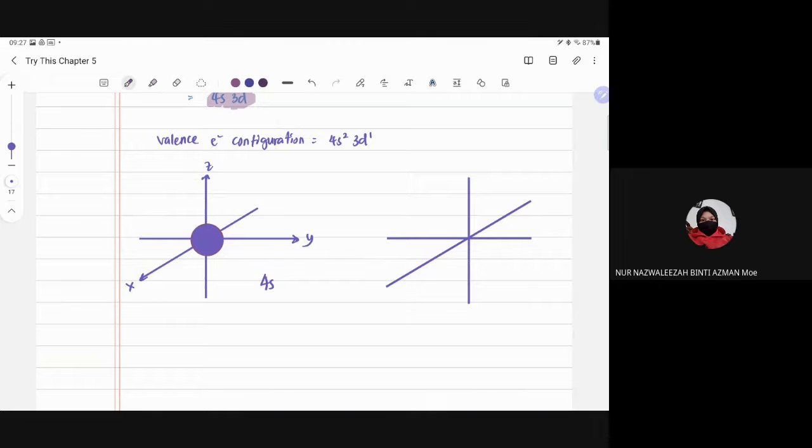We have another one. Kita boleh pilih mana-mana 3D orbital. So we can choose any 3D orbitals. Tapi saya nak tunjuk dekat sini, saya nak guna, okay, so let's say this is X, Y, Z. Saya nak buat 3DZ square lah. So kalau 3DZ square, we have loop like that, we have loop like that.